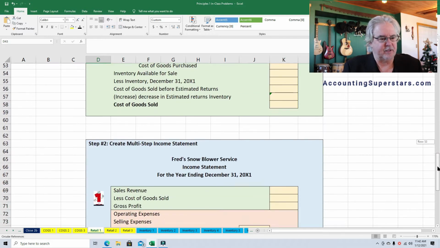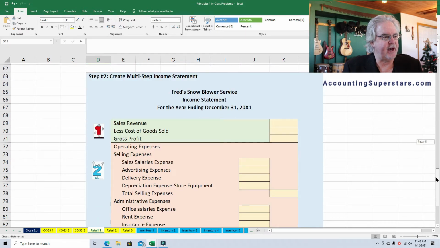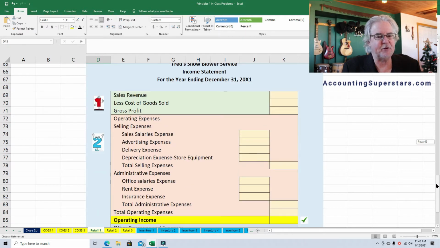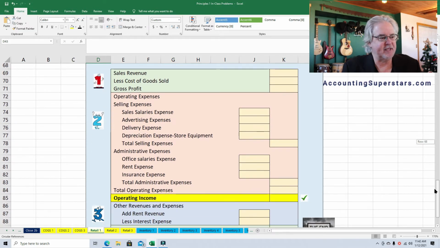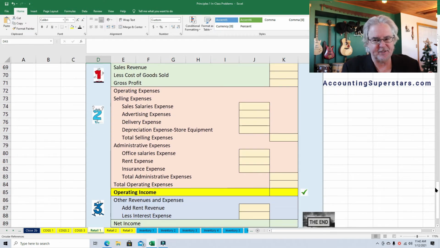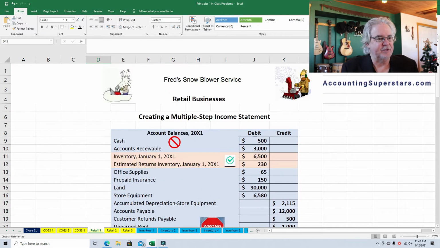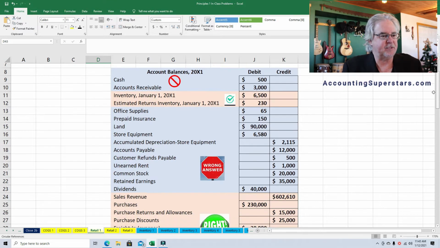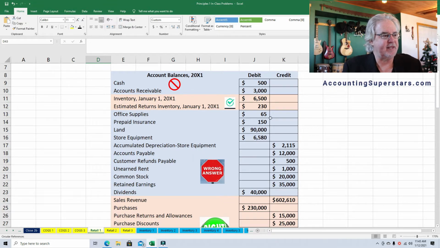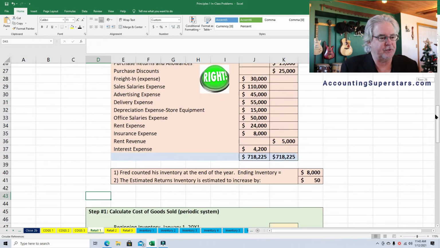All right, let's see here. Going down, here we have a multi-step income statement, and that's the focus of this lesson right here. And what I've done is I've broken it up into boxes, because if you break it up into boxes, it's pretty easy. So here we go. Let's get started. So starting at the top here, we've got Fred Snowblower Service, which is a retail repair shop type of business. And we've got a trial balance here, and the trial balance balances. And we've got things like cash and accounts receivable and inventory and you name it. And our first job is to calculate cost of goods sold.